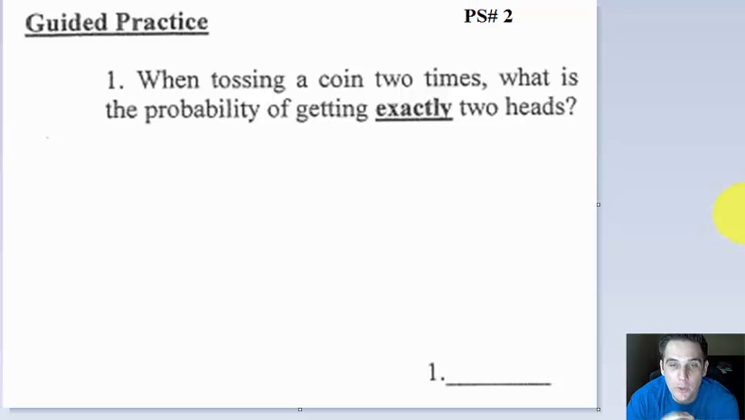Okay, so we're dealing with a lot of probability. I mean, it's kind of in the title, probability and statistics. That's what PS means. So, when tossing a coin 2 times, what is the probability of getting exactly 2 heads? So, okay, we're going to toss a coin 2 times.